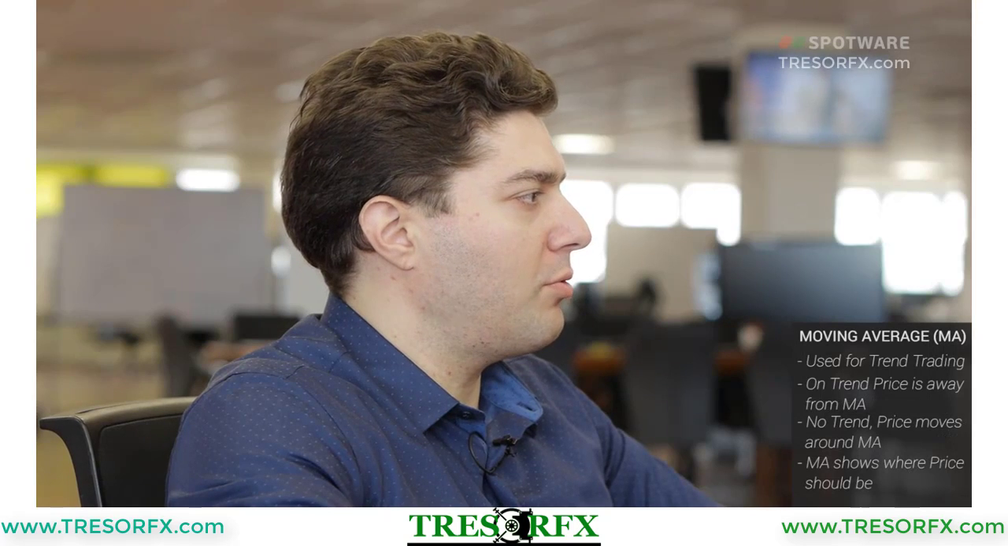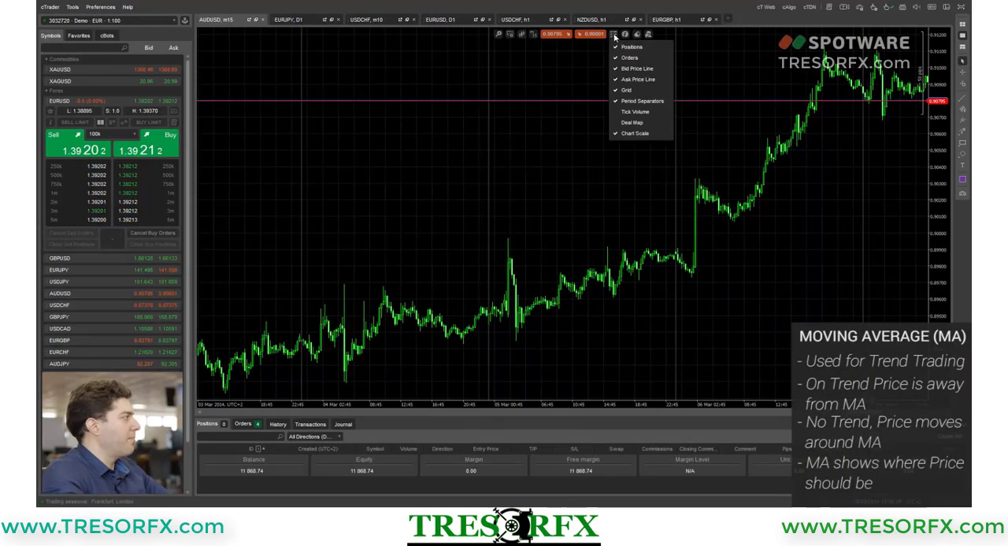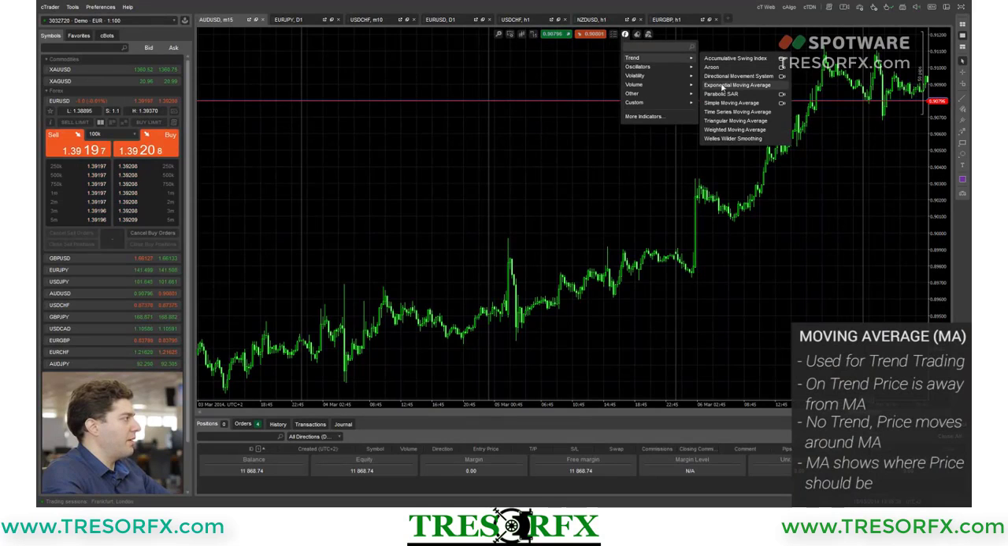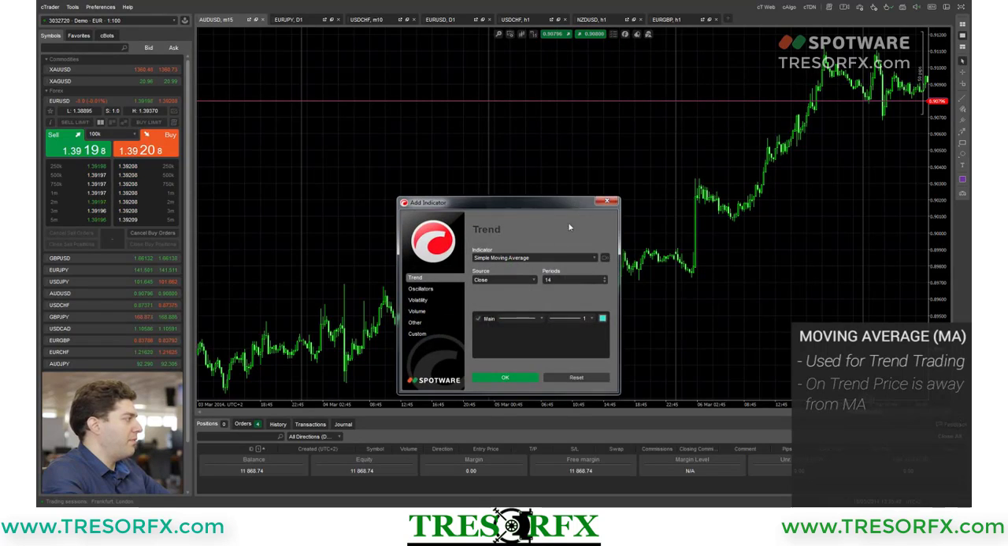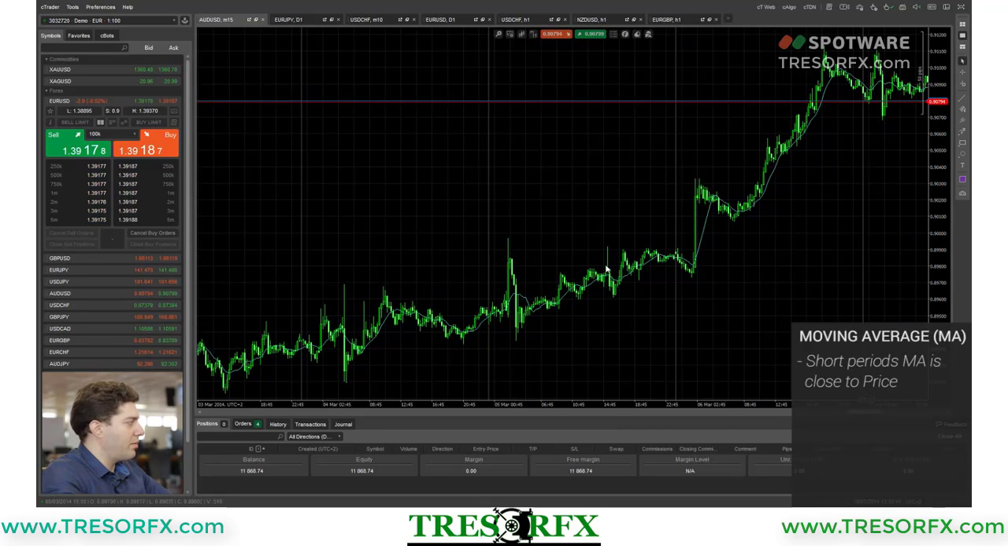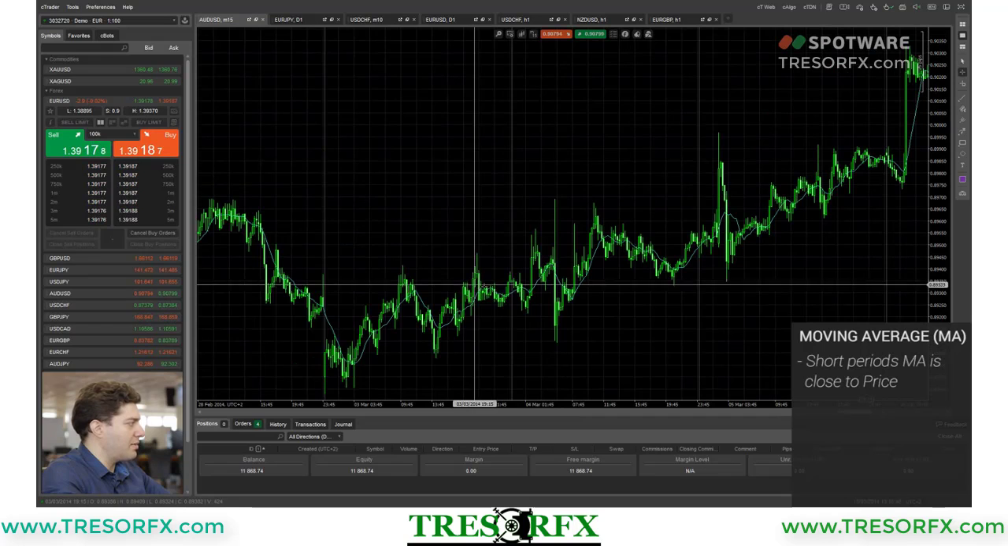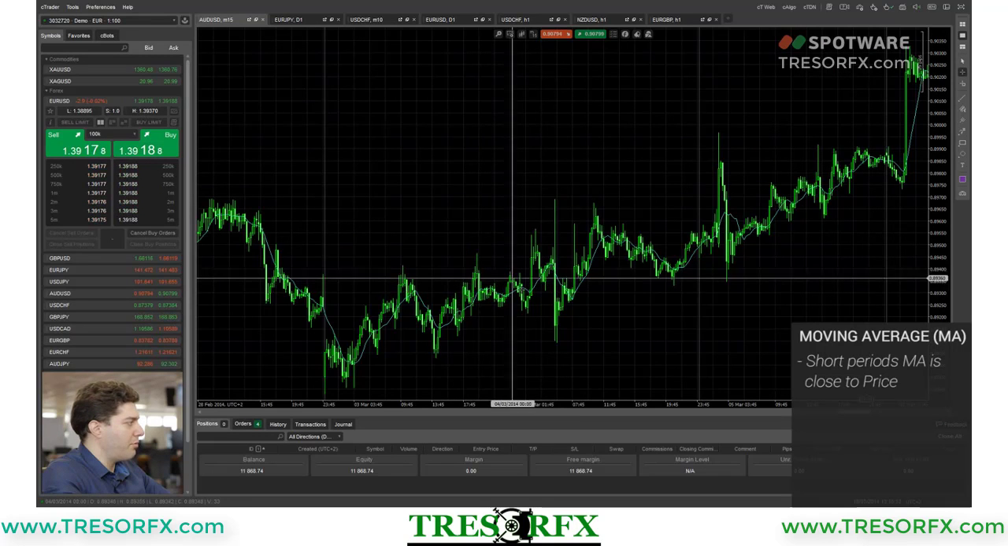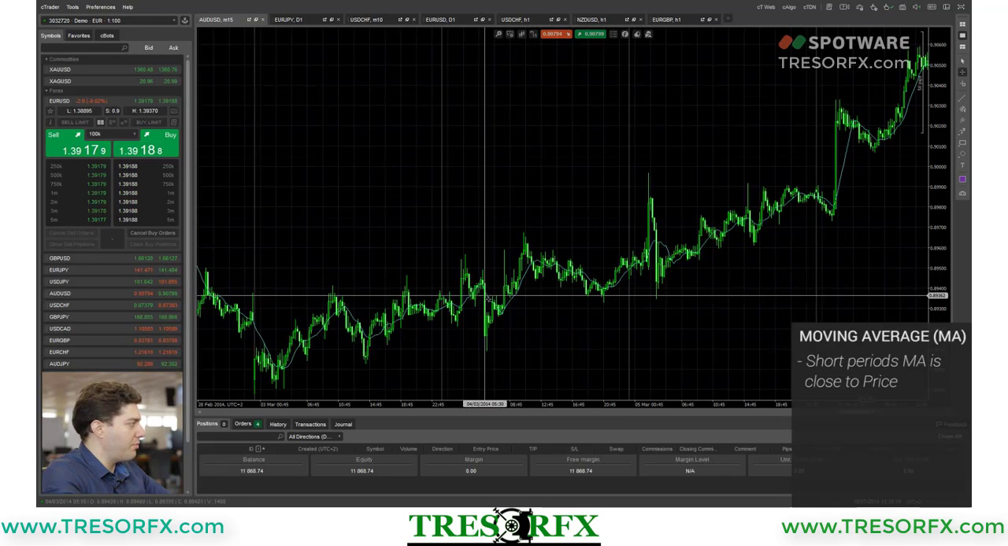Now we're going to talk about what periods do when plotting a moving average. Let's plot a fast moving average. Fast moving averages are between 5 and 20 periods. So let's plot a 10 period moving average. You see that this moving average is very close to the price, and what this short moving average does is help us smooth out the price, so we see the direction of the price.